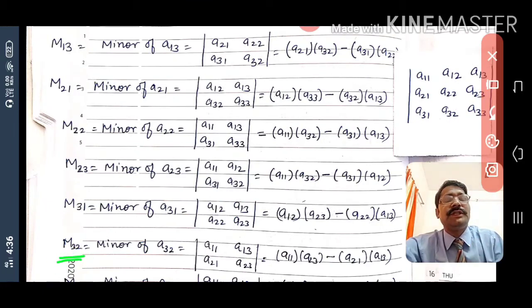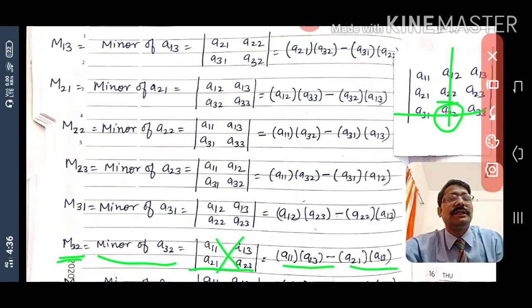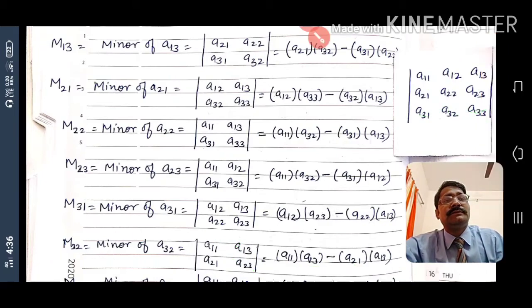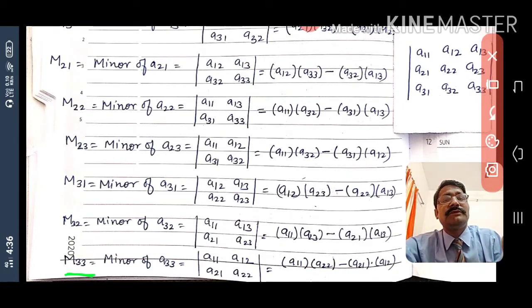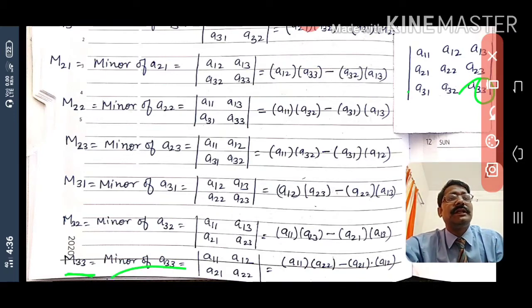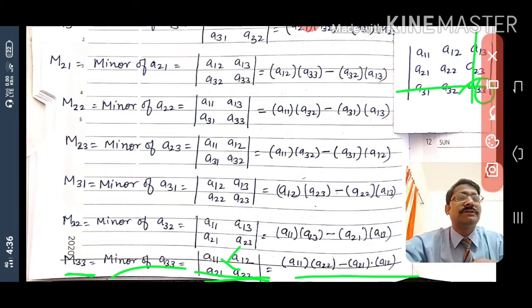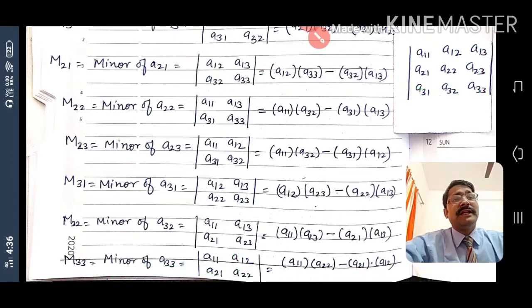Find A32. A32, how we can find? A32 means third row second column element, this is the minor of A32. A32 means third row and the second column will not take, remaining elements you can write, and this is the 2 into 2 determinant, you can cross multiply, you will get answer A11, A23 minus A21 into A13. Last you can see, that is we have to find M33. M33 means third row, third column, minor of A33, that is third row and third column will not take, remaining elements you take, and that you will open by the cross product. So hope you understand, you can find the minors of all the elements, means 9 minors we find here.